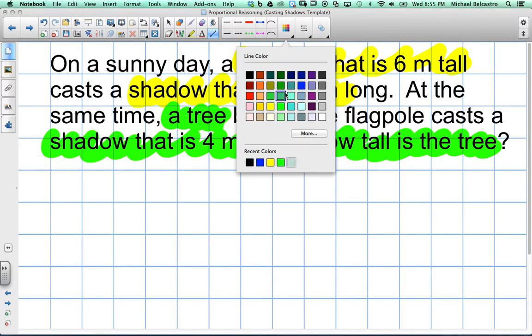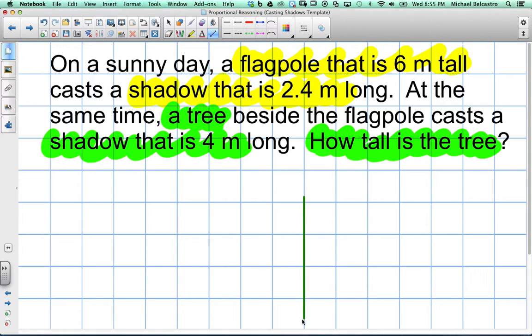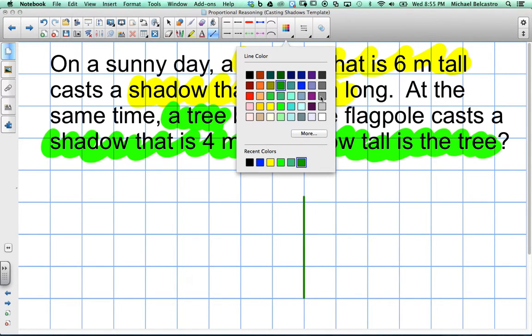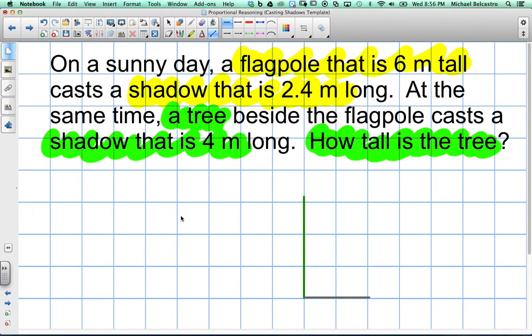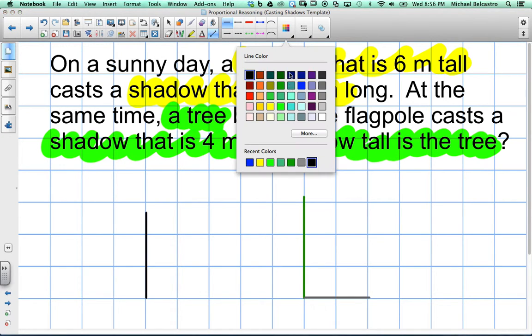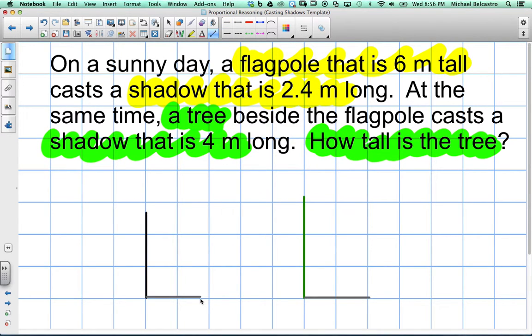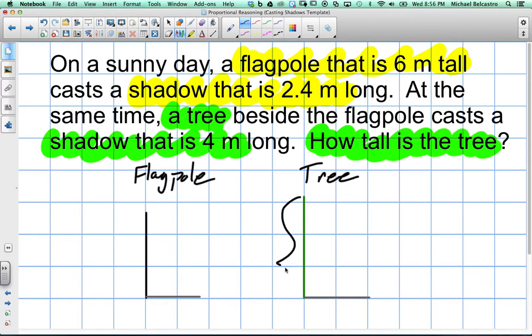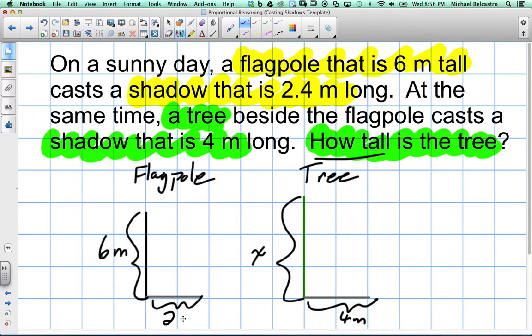First, let's build our tree here. This line is going to represent our tree, and this will be the shadow coming off of the tree. And then we'll do the flagpole. The flagpole will be a little shorter, and the reason I know that is because the shadow of the flagpole is a little shorter than the shadow of the tree, which would mean the tree's height must be taller, assuming everything else is the same. So the height of the tree, how tall is that tree? That's our unknown. The length of its shadow was 4 meters. The height of the flagpole was 6 meters. And the length of the flagpole shadow was 2.4 meters.